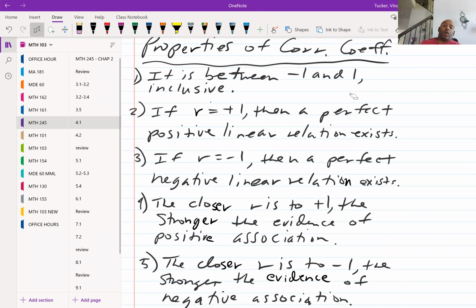All right, so the closer R is to +1, the stronger the evidence of a positive association. The closer R is to -1, the stronger the evidence of a negative association. Now, your correlation coefficient only applies, and notice the terminology, to linear relationships. It does not help you figure out if there is another type of relationship, pattern, or trend. It only helps you in determining if you have a linear relationship or a linear trend.